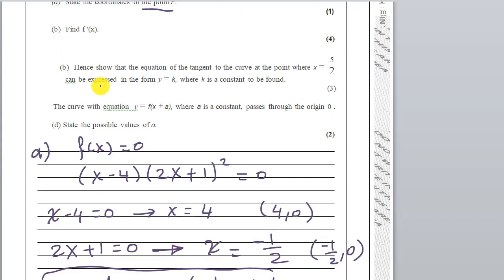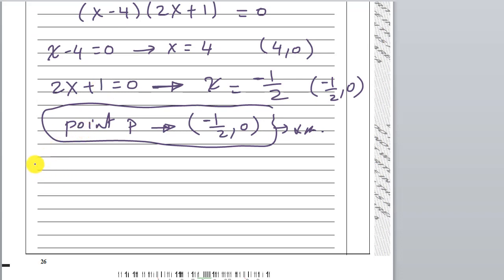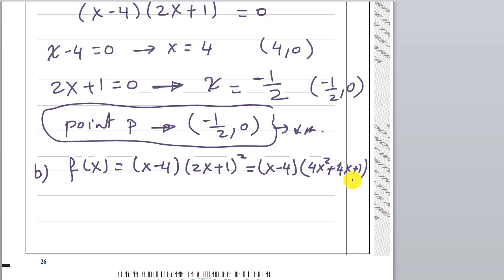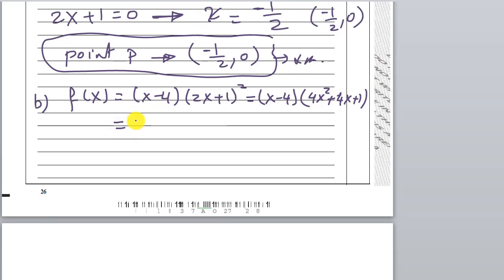Now find f dash of x. So we need dy by dx. So this is part B. f of x is equal to x minus 4 multiplied by 2x plus 1 squared. So it's equal to x minus 4 multiplied by 4x squared plus 4x plus 1. So it's equal to 4x power 3 plus 4x squared plus x minus 16x squared minus 16x plus 4. So it's equal to 4x power 3 minus 12x squared minus 15x plus 4.